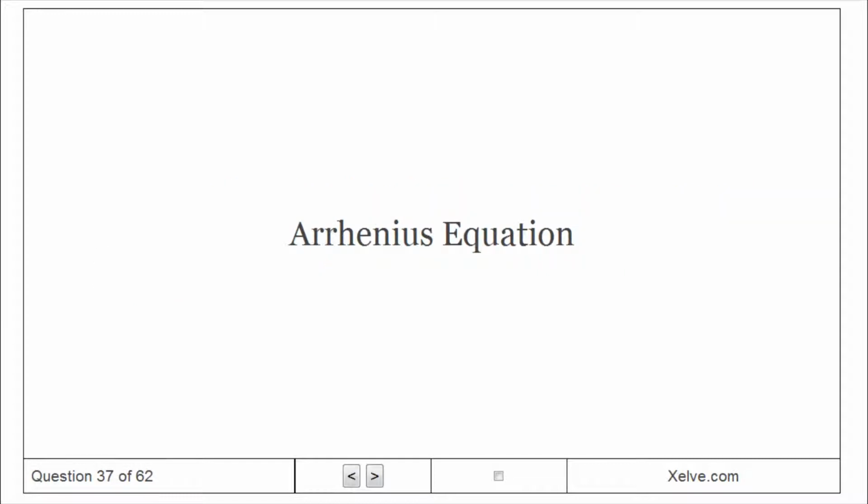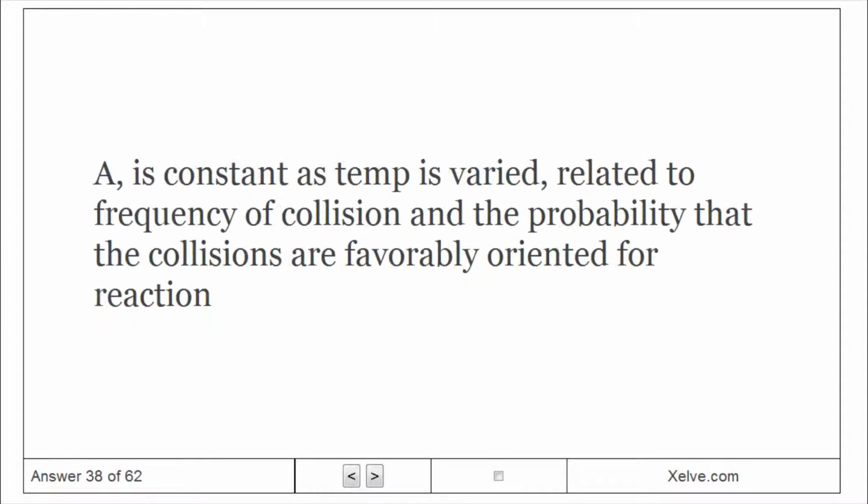Arrhenius equation. k equals A times e^(-Ea/RT). Frequency factor. A is constant as temperature is varied, related to frequency of collision and the probability that the collisions are favorably oriented for reaction.